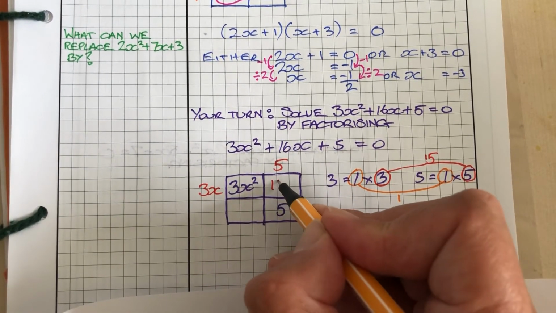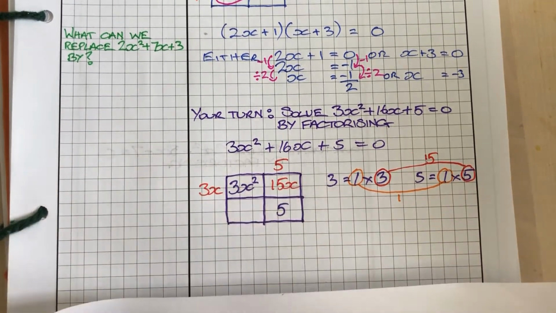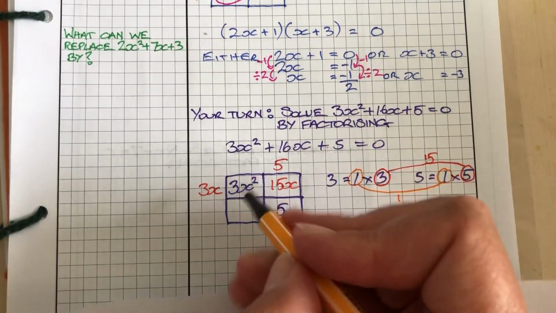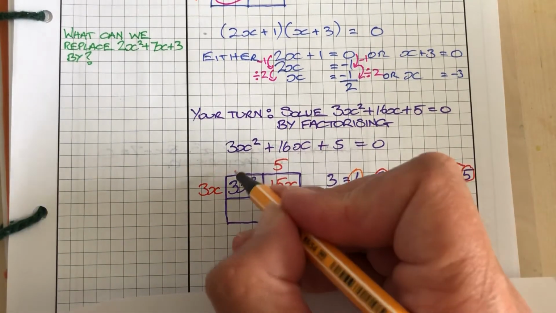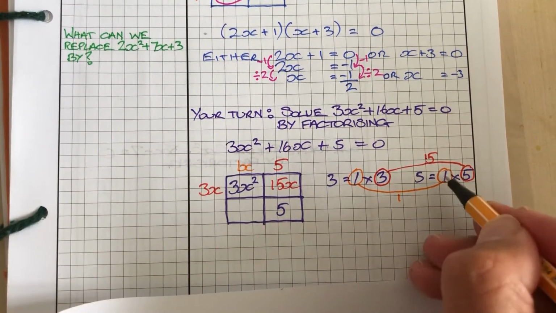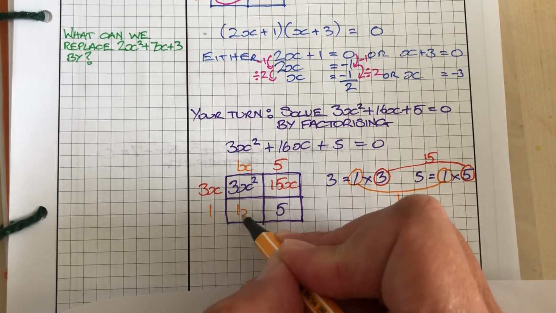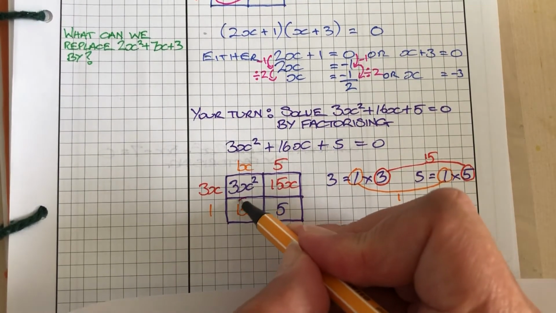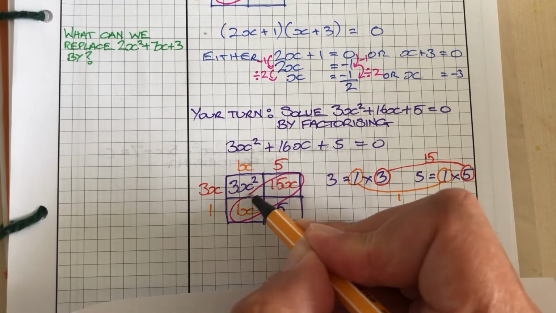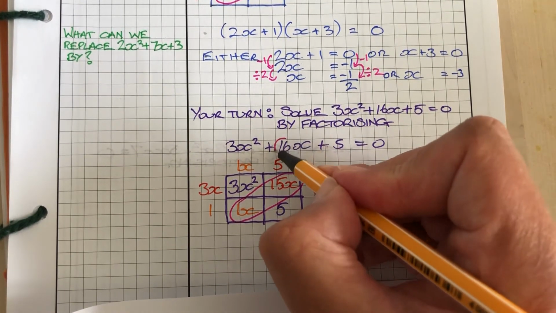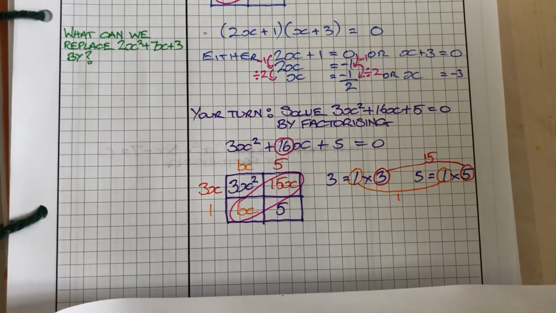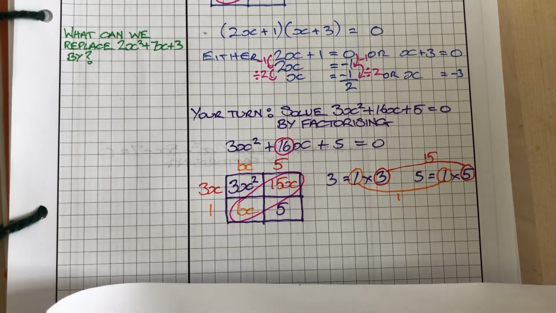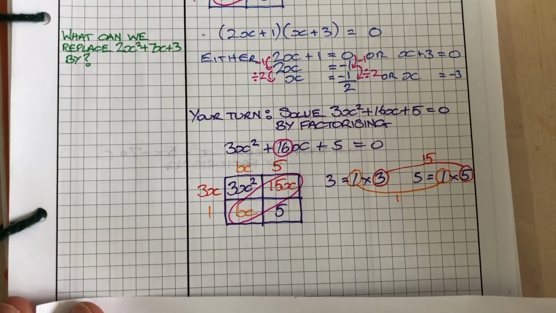3 times 5 gives me 15x. And here, 1x times by 1 gives me 1x. These two terms here then add together to make the 16 or 16x. Alright, so still some work to do.